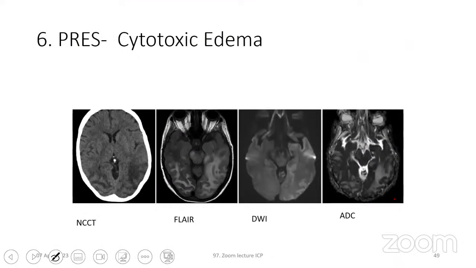PRES is another form. Cytotoxic edema can follow the vasogenic edema in PRES. PRES is seen in the posterior part, the parieto-occipital region, basically where the autonomic nervous system features are present. Anteriorly, this autonomic nervous system is less represented.